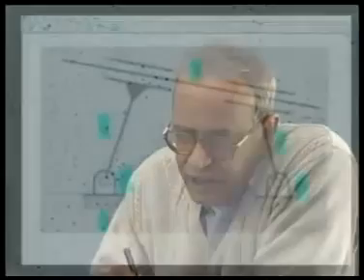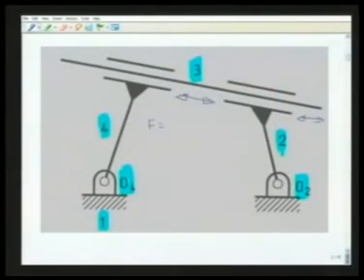So, if we apply the formula bluntly, that is F equal to 3 times (n minus 1) minus 2j, we get: there are 4 links, so this is 3 into (4 minus 1), which is 9, minus 2j. There are 4 kinematic pairs, 2 revolute and 2 prismatic, so 2 into 4 is 8. So F is equal to 1. So it appears according to the formula that this is a single degree of freedom mechanism, implying a unique input-output relationship.